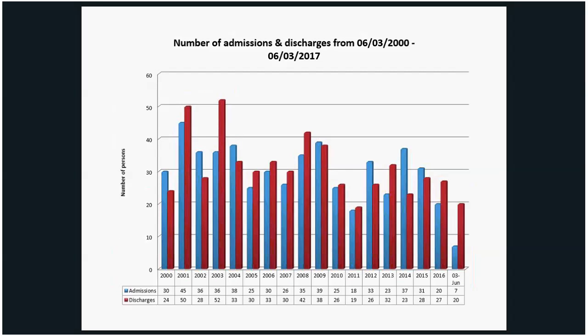Admissions and discharges. The highest number of discharges was in 2003, and the highest number of admissions was in 2001. Since July 2016, there have been a total of 7 admissions and 20 discharges from SDDC. You can see we're going down. Nice, good trend line.